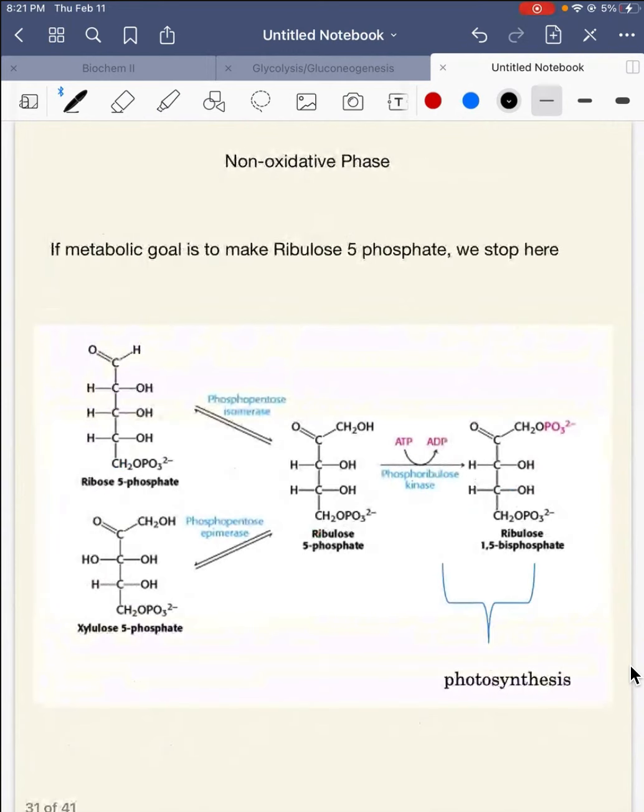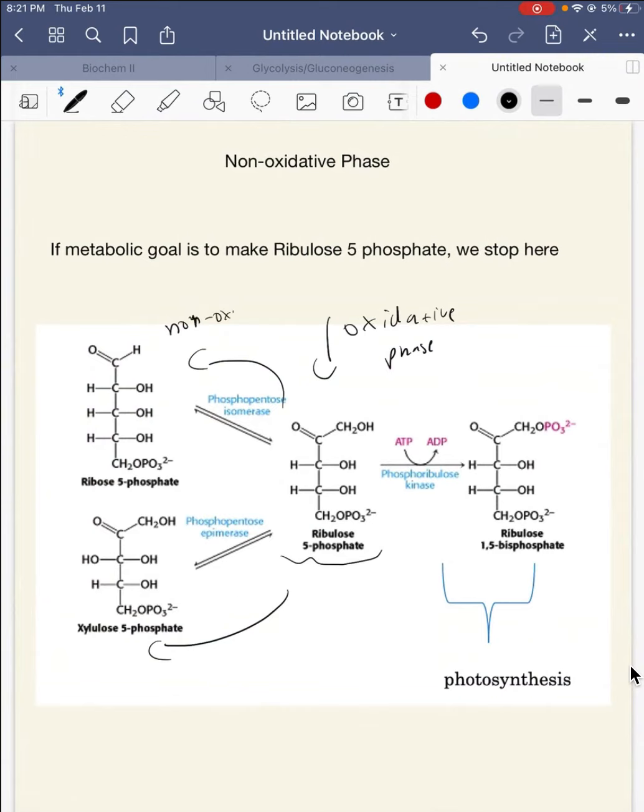Okay, we move on. So now this is our ribulose 5-phosphate. This is what we made from the oxidative phase. If we just want NADPH, we would stop right there. If we need to go to the non-oxidative phase, we would run two reactions. So if we need to run the non-oxidative phase, we would convert ribulose 5-phosphate into ribose 5-phosphate.